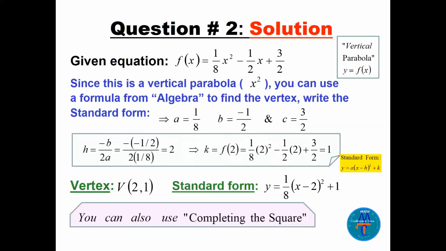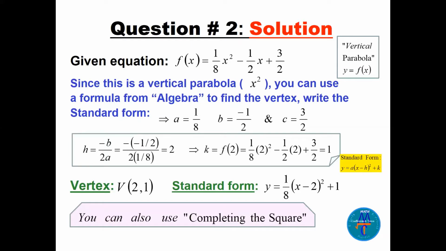And you can try these numbers. I just put the answers here for abbreviation, you can try yourself to find the values here. If I need k, see here, if I need k, so it will be f of 2. So I replace 2 in the function. So 1 over 8, 2 squared, minus half 2, plus 3 over 2. When you add all these numbers, you get 1. And remember here, I put in the yellow color here, this is the standard form. y equals a(x minus h) squared plus k.